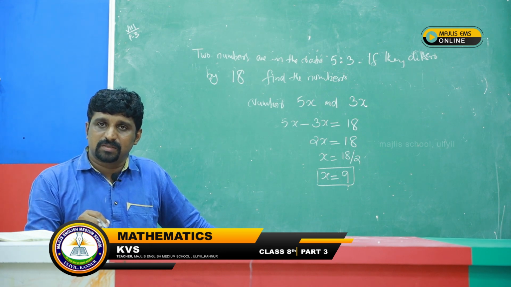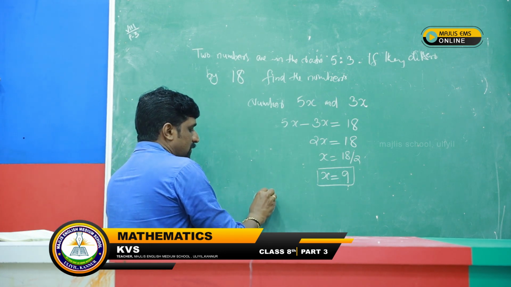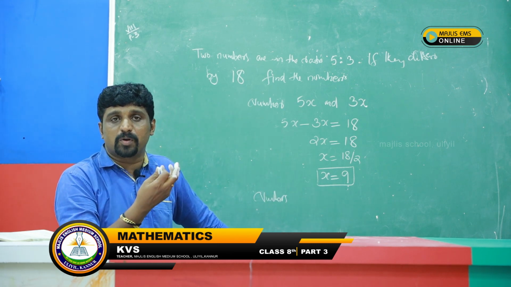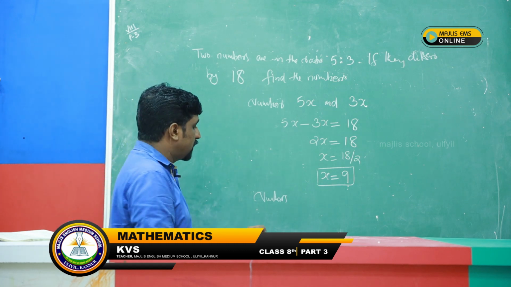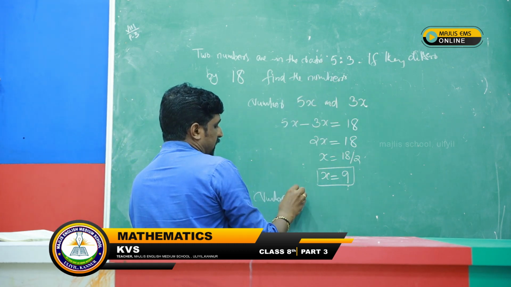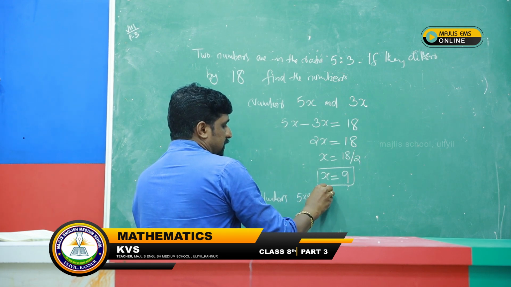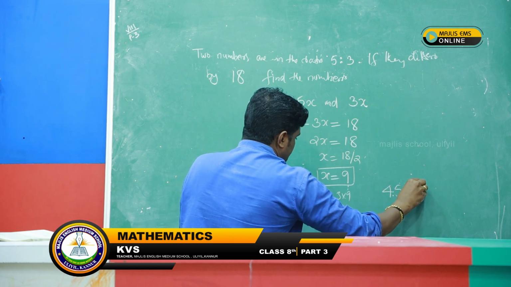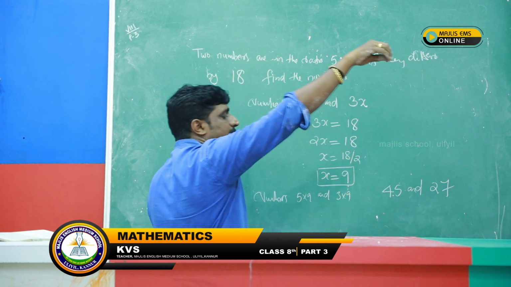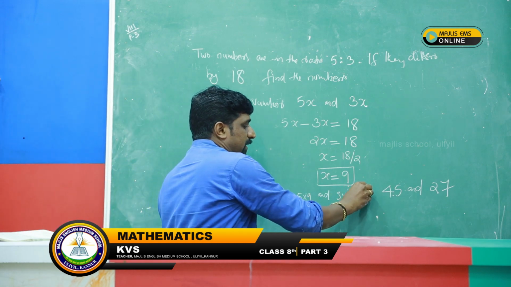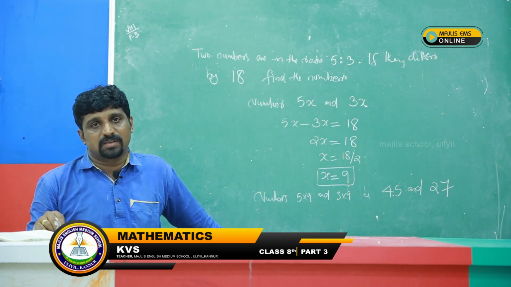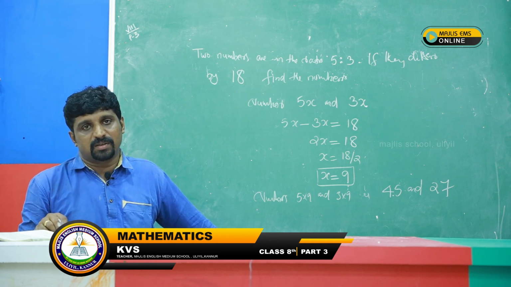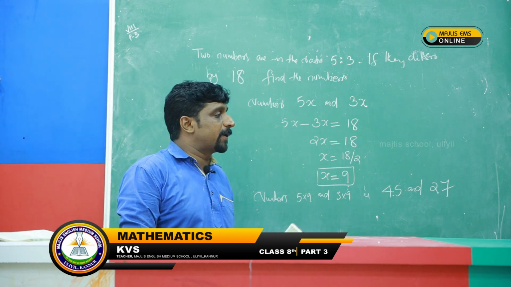X equal to 9 means the numbers are... Now, when we find x is equal to 9, don't stop there, because this is a word problem and we need to find what is asked. Therefore, the numbers are 5x and 3x, so 5 into 9 and 3 into 9. That means 45 and 27. That is the two numbers, when the difference is 18 and the ratio is 5:3. Like that we can find the answer.